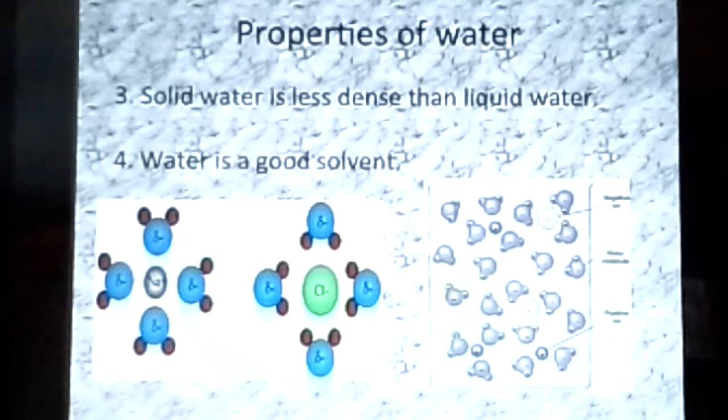Finally, water is a good solvent, which means it dissolves everything. Water is called the universal solvent. This is important because that's what allows molecules of nutrients to move into the cell and wastes to move out of the cell, as I mentioned earlier. There are some things, however, that don't dissolve, and those are the non-polar molecules. Non-polar molecules do not dissolve because they don't have anything for the water molecules to attach to.